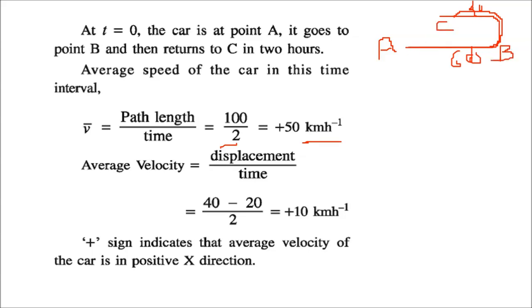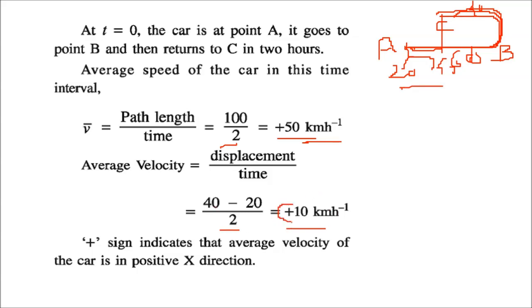So it traveled 60, then 40 came back, 100 is the total distance, divided by 2 hours, so 50 km per hour. But what will be the velocity? Velocity will not take the distance, it will take the displacement. So from this point to this point, say this was 40 and this is 20, so 40 minus 20 is 20, and 20 by 10 is 10 km per hour.